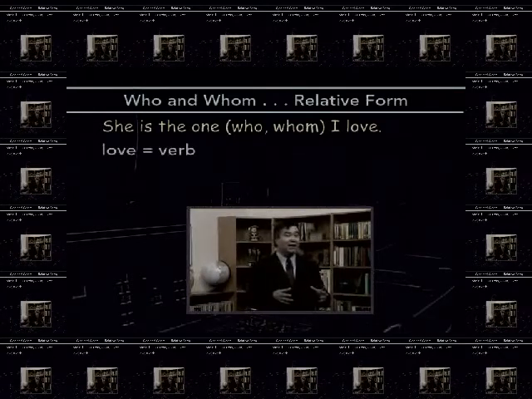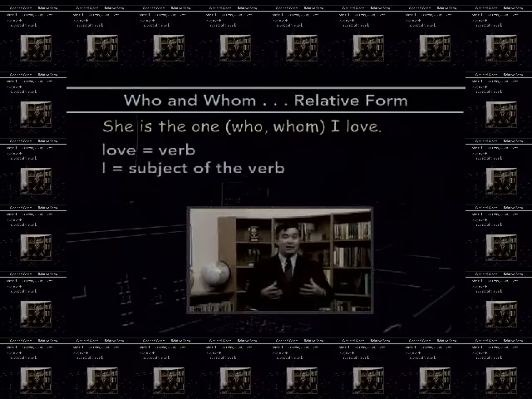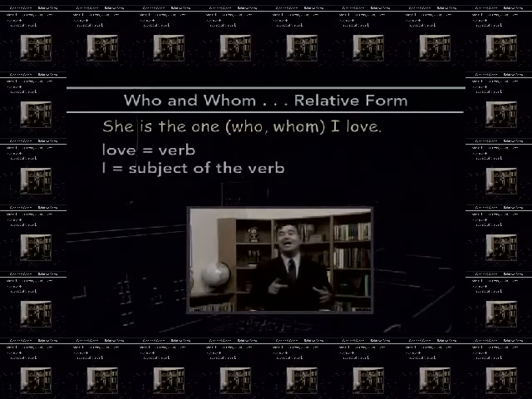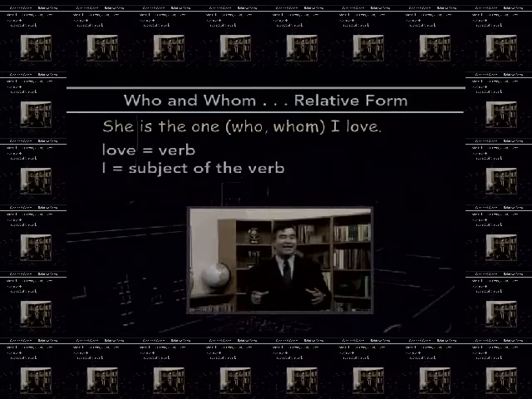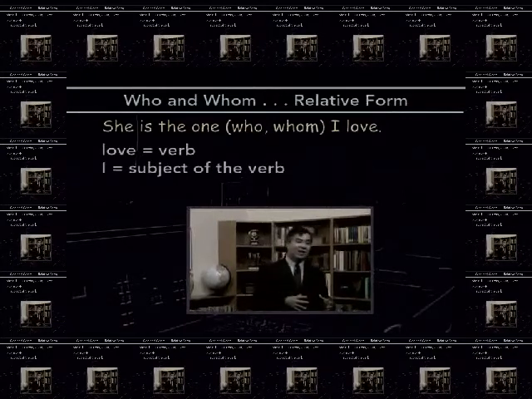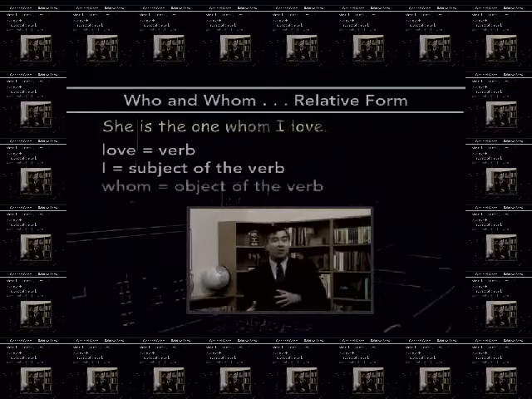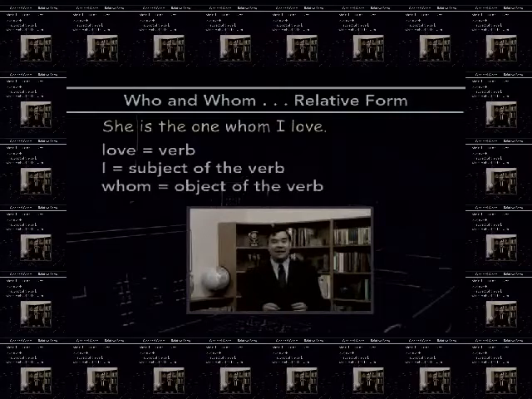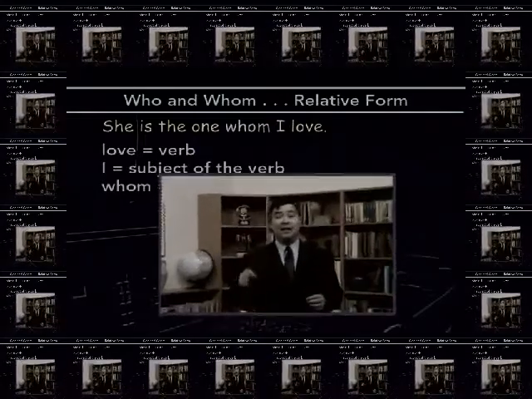Who or what is doing the loving? I am. I am the subject. So who or whom is not the subject of the verb. Instead, it's the object of the verb. Who or whom is the one that I love. Who or whom, then, is receiving the action of the verb and therefore should be in the objective case. So whom would be correct in this sentence. She is the one whom I love.